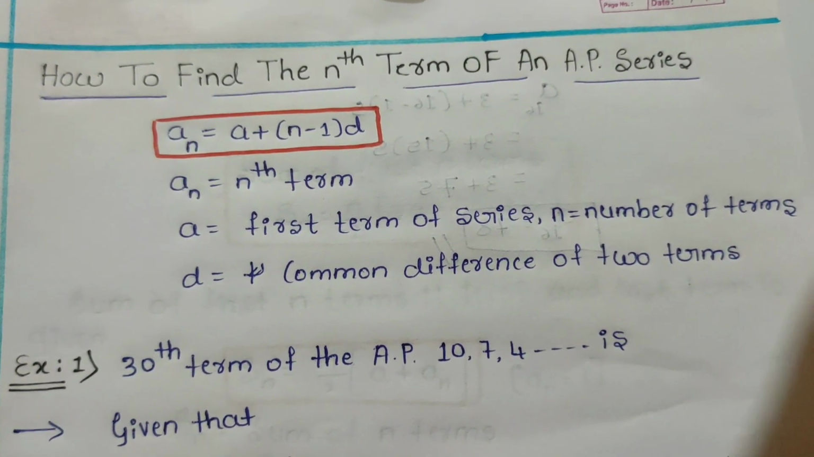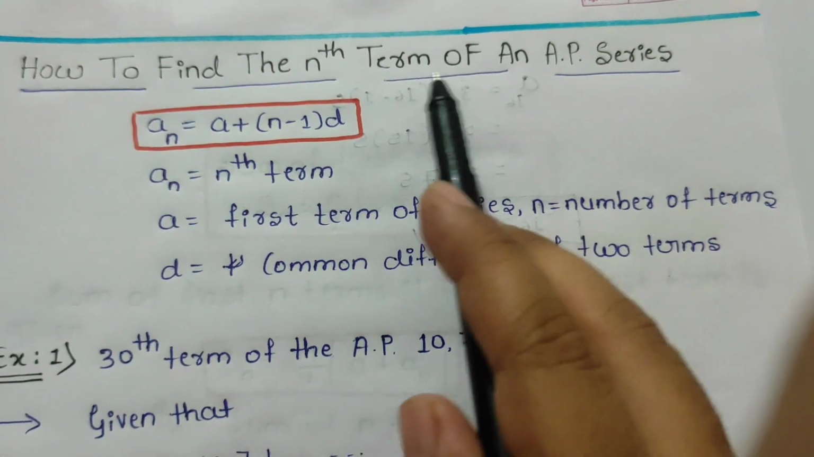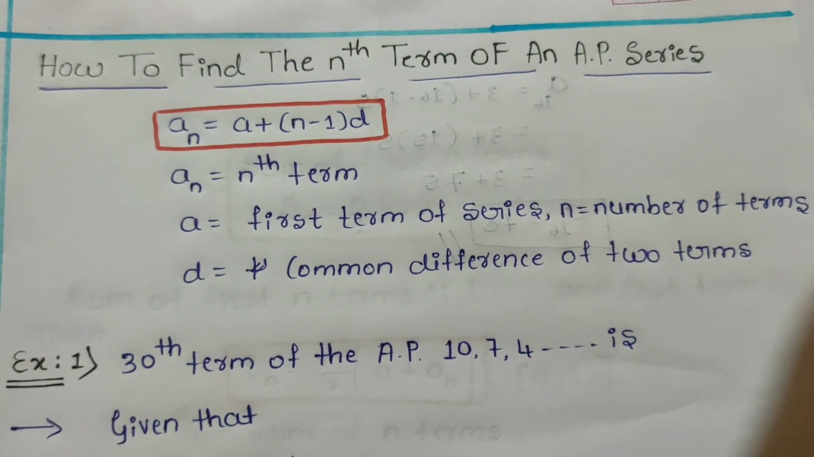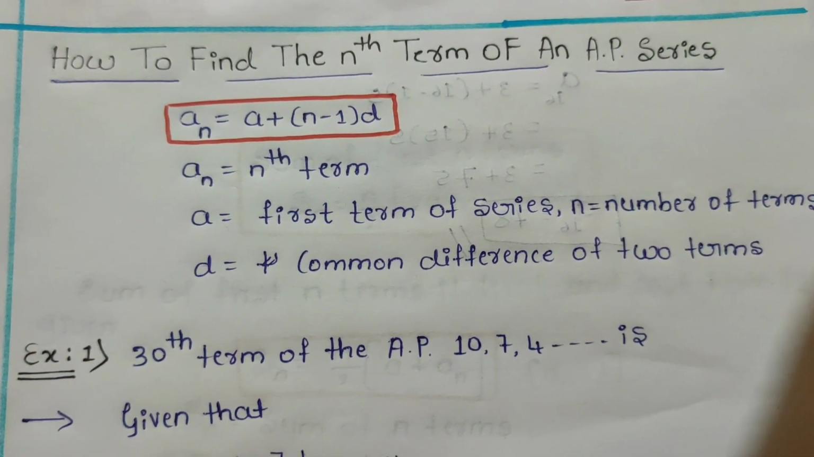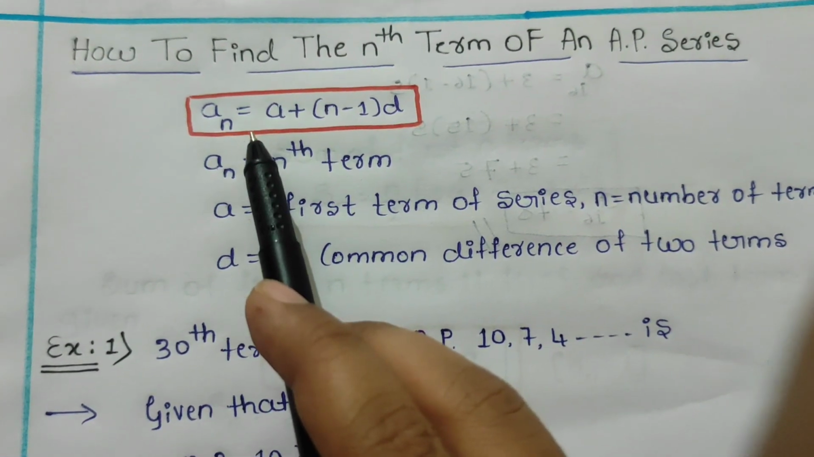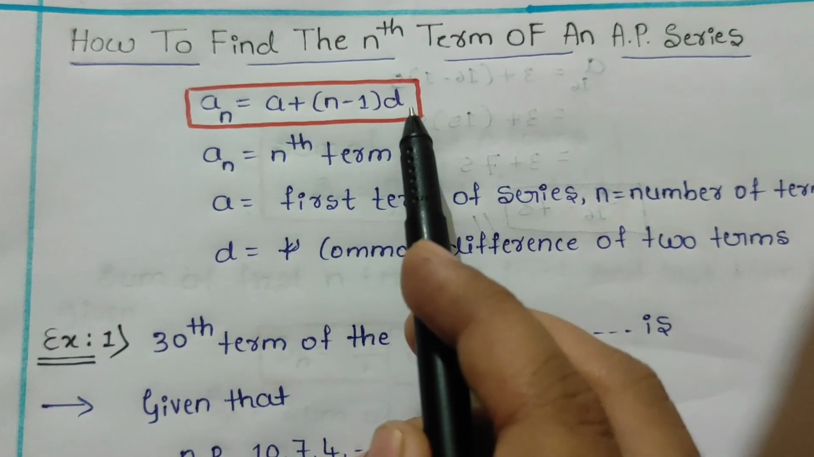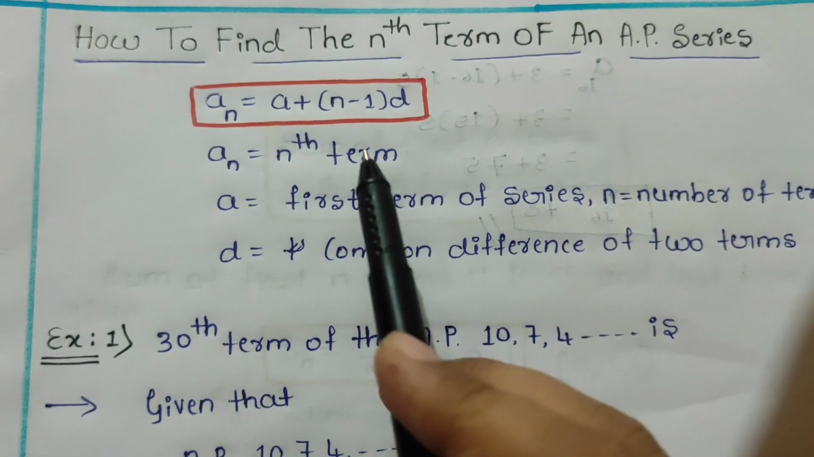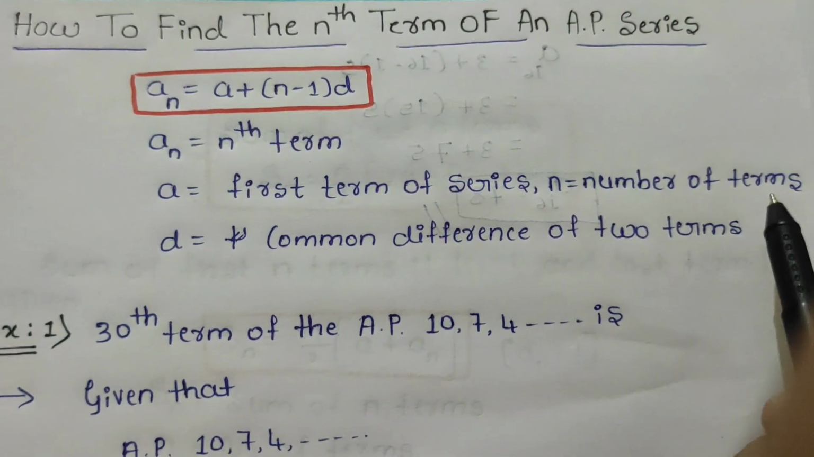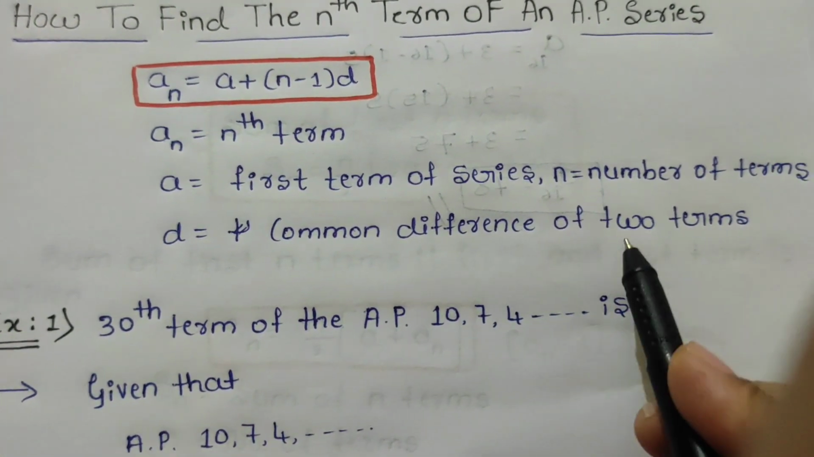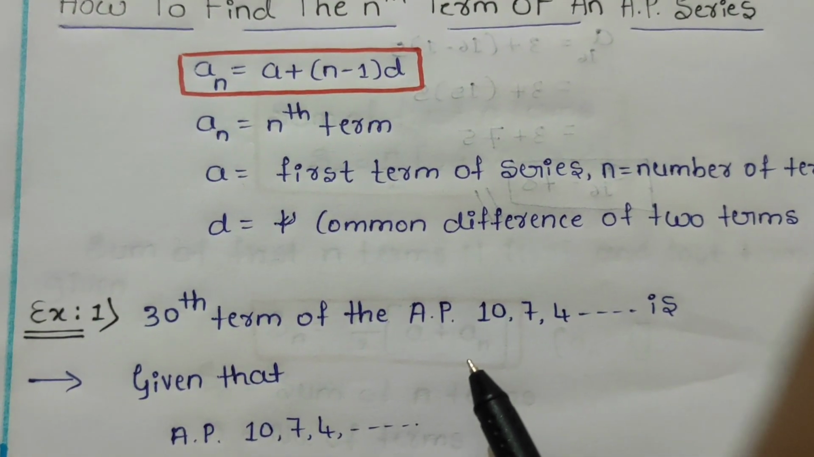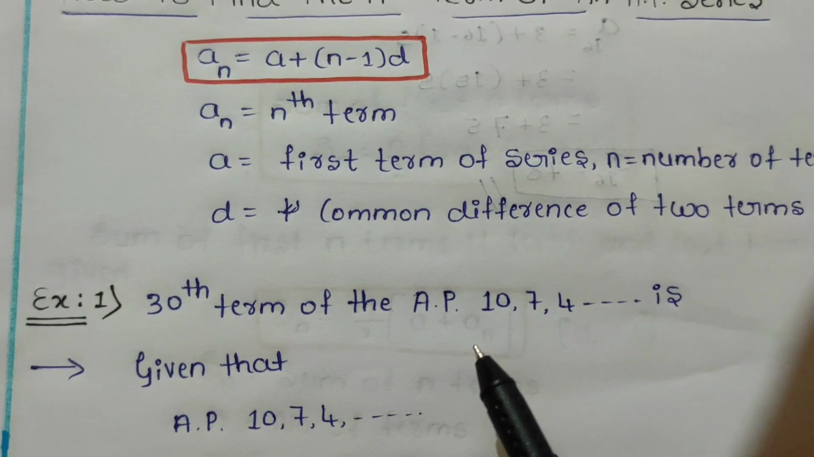Today in this video we are going to learn how to find the nth term of an AP series using the formula. The formula to find the nth term of an AP series, where the nth term is denoted by an, is an is equal to a plus n minus 1 times d. Here an is the nth term, a is the first term of the series, n is the number of terms and d is the common difference of two terms. So let's solve a few examples to find the nth term of a series.